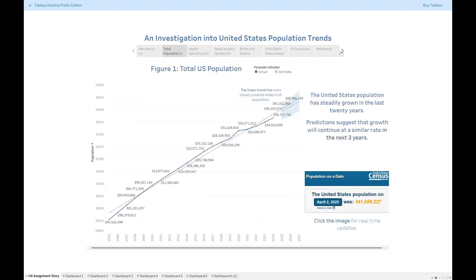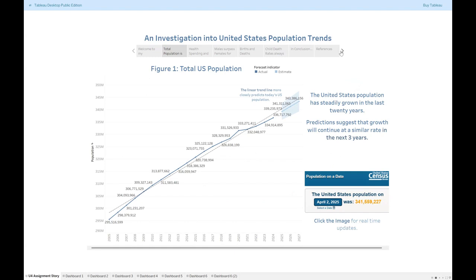My first figure, a line graph, investigates the steady growth of the United States population across the last 20 years. I used the forecasting and linear trendline predictions to estimate total population for the next 3 years. Predictions suggest that growth will continue at a similar rate through the year 2027.